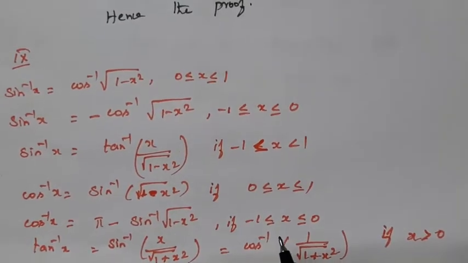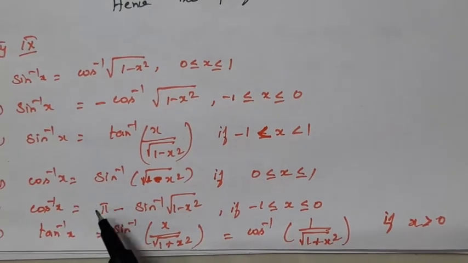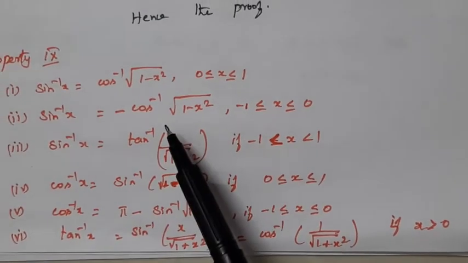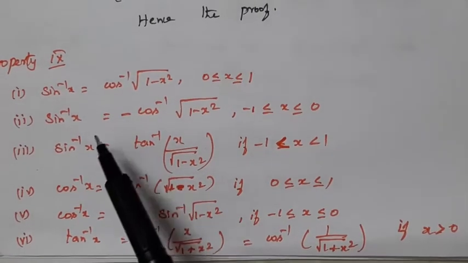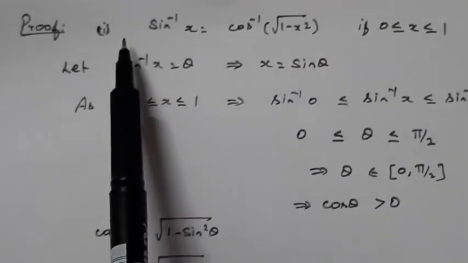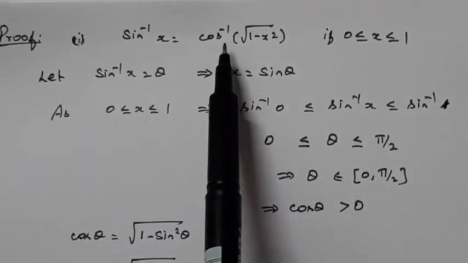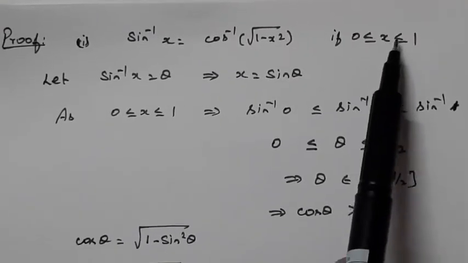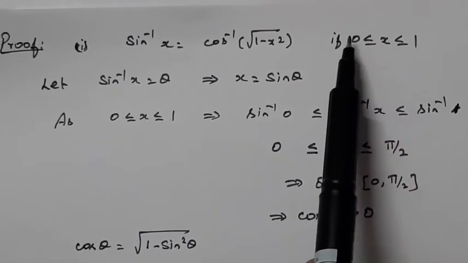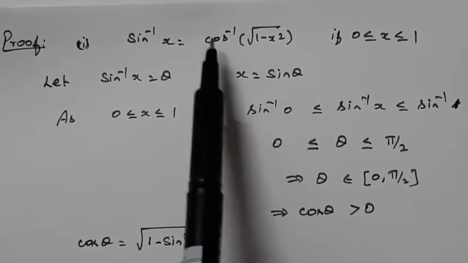Okay. So, here we are going to prove the first two only, because the others are similar to these. So, no need to worry about the proof of the others. Let us prove the first 1 and 2. The first identity in the ninth set of properties is sin inverse of x is equal to cos inverse of root of 1 minus x squared if 0 is less than or equal to x less than or equal to 1. That is, x belongs to the closed interval 0 to 1. This is the first identity.